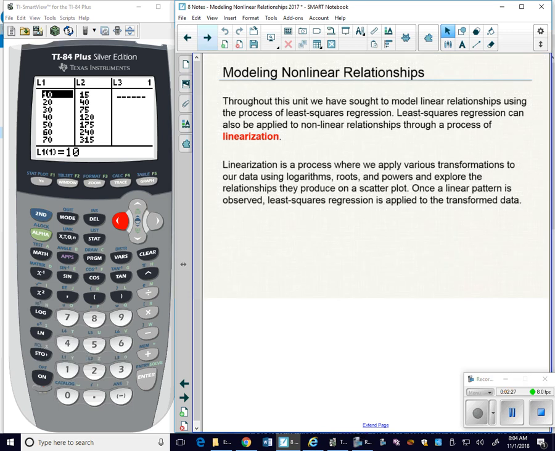So throughout the unit, we've sought to model linear relationships using the process of least squares regression. Least squares regression can also be applied to nonlinear relationships through a process of linearization, and that's what we're going to do today. Linearization is simply the process of transforming your data. You can use any operation you want. For example, we're going to look at using logarithms, square roots, and powers. You can also take the reciprocal of your variables and explore the relationships that are produced from those transformations. And if you can somehow produce a linear pattern, then you can perform least squares regression on the transformed data.